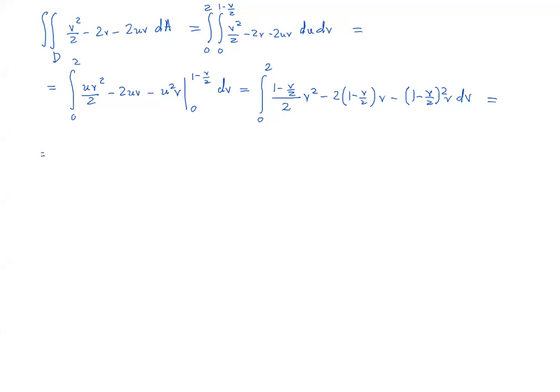Let's multiply out. We have the integral from 0 to 2 of v squared over 2, minus v cubed over 4, minus 2 plus v, minus v, plus v squared, minus v cubed over 4.